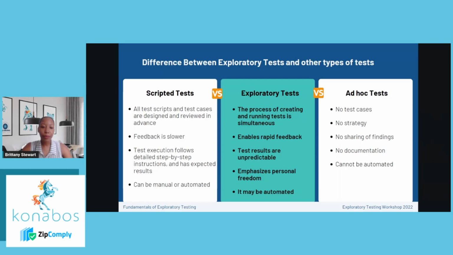Now, from my experience, exploratory testing falls right in the middle of these 2 approaches. It's the sweet spot where the process of creating and running tests is simultaneous, as we said in the previous slide. But with this type of process, it allows us to give rapid and valuable feedback to the team. Test results are unpredictable, which is expected. It also enhances our personal freedom as a tester to execute as we see fit. This may be automated, but that's something we will talk about a little later on in the session as well.